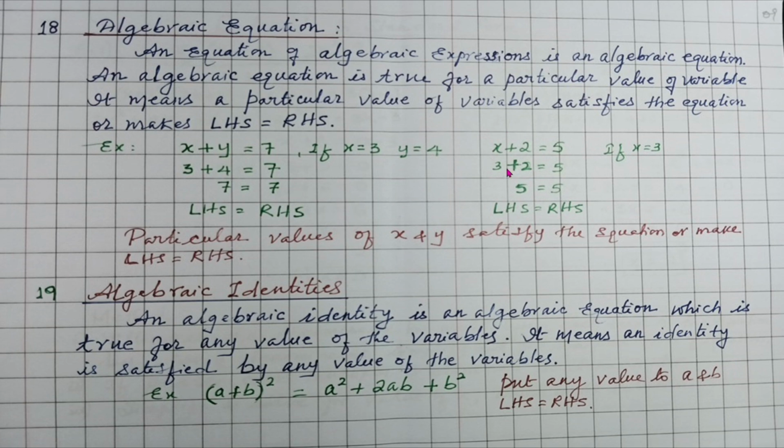That means this equation, which is a linear equation in one variable, is satisfied by a value of x which is 3. Now very interestingly, both these equations are satisfied for particular values of x and y, and therefore they are simply algebraic equations. Therefore remember, particular values of x and y satisfy the equation or make LHS equal to RHS, and therefore they are simply algebraic equations. So algebraic equations are satisfied by particular values of the variables. Remember that.